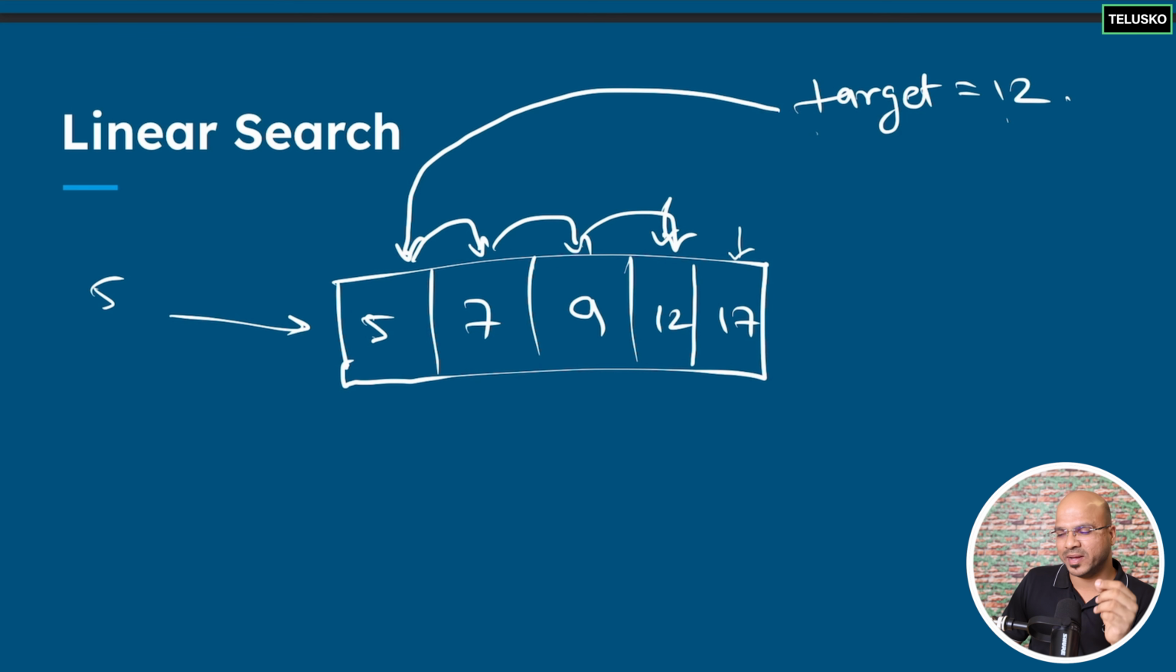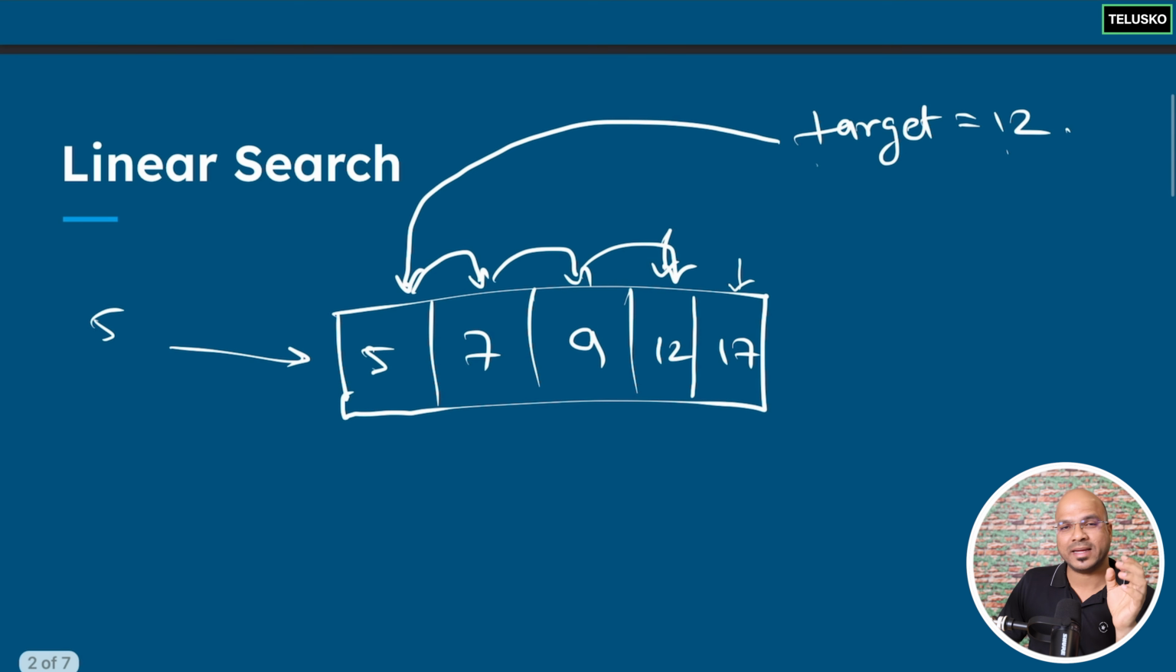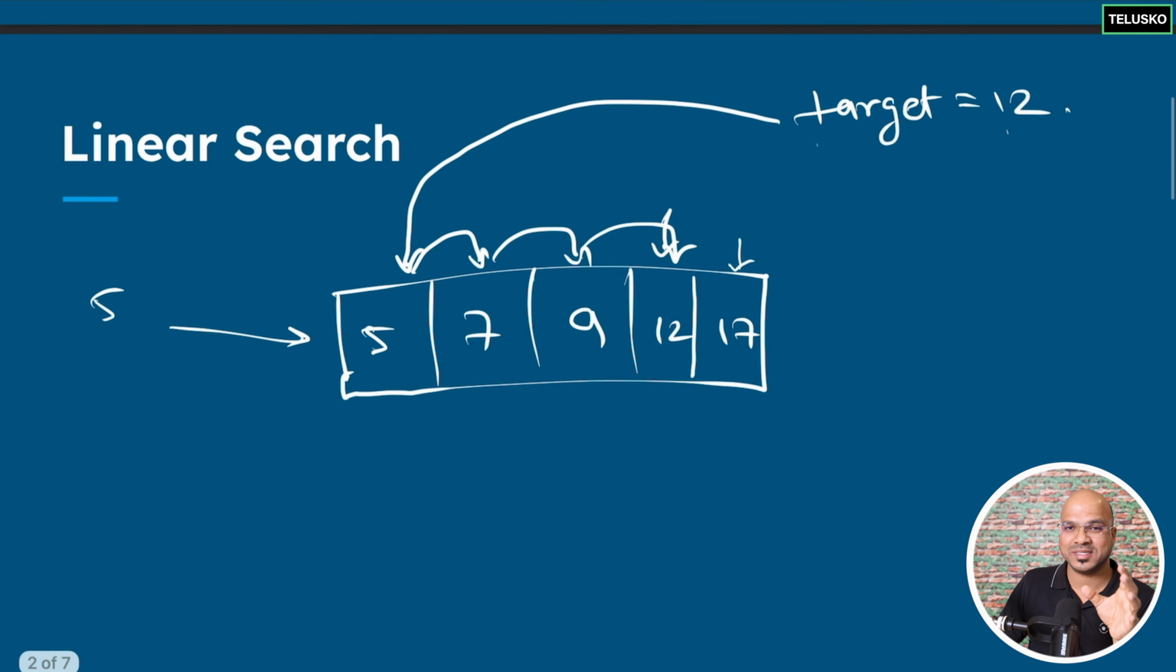So when you have the element at the start, it will take only one step. But what if you have the element at the end? It will take steps depending upon the length of the array. So let's say if you have 5 values, it will take 5 steps. When you have 10 values, it will take 10 steps. When you have 1 million values, that's huge. Let's talk about 1,000. When you have 1,000 values, it will take 1,000 steps.